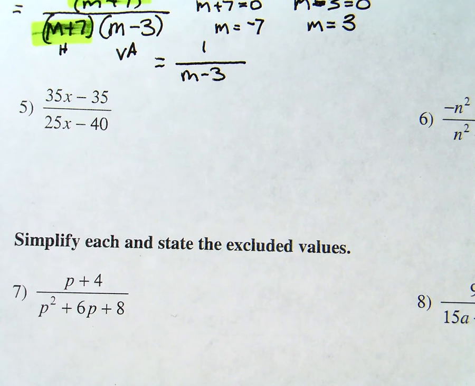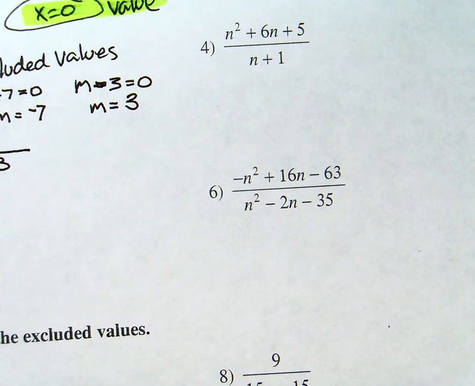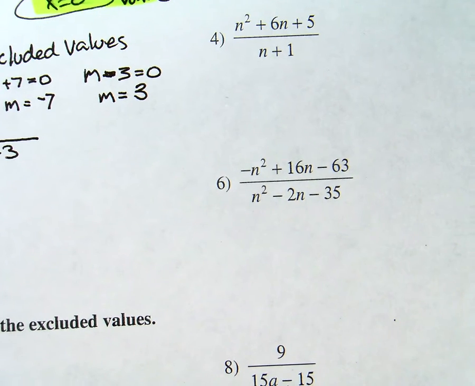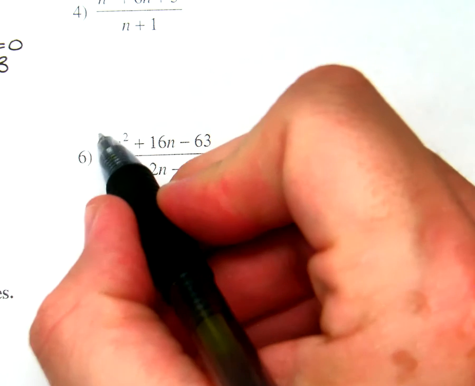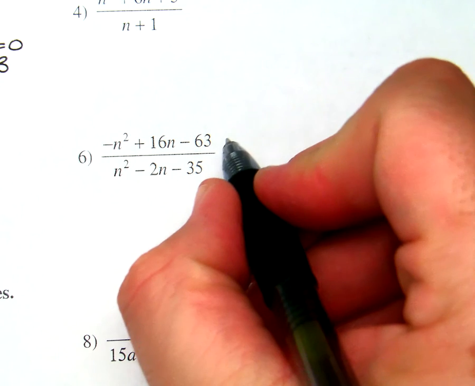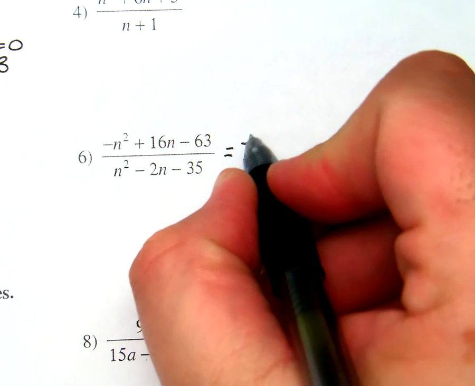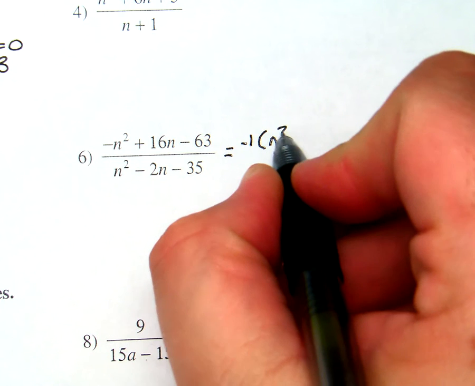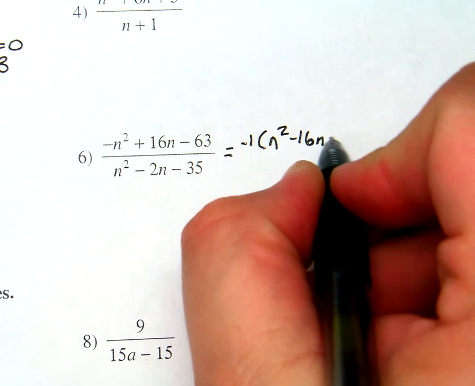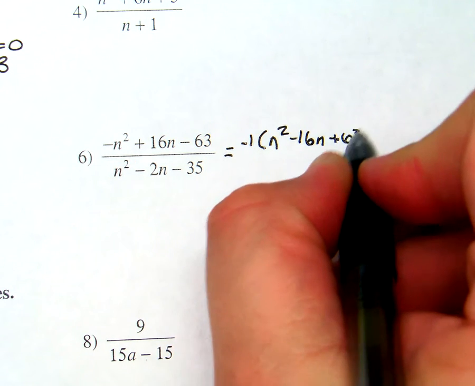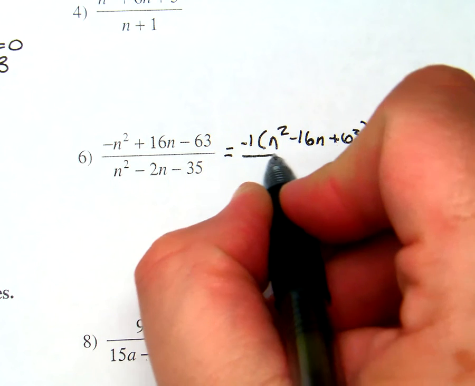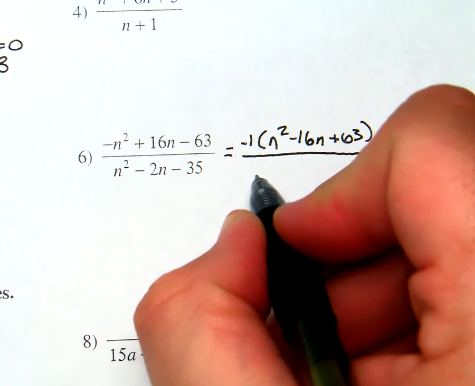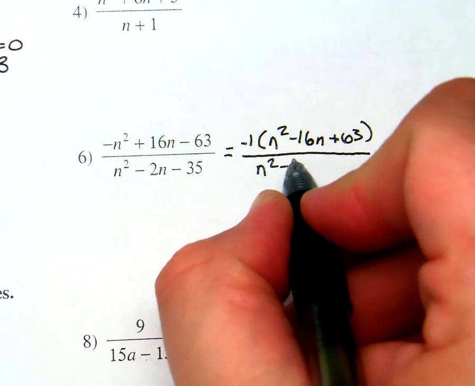So you've got to factor. And thankfully, I'll give you a hint on this one. When you have a negative n squared, change this to -1 times n squared minus 16n plus 63. That'll be a whole lot easier to factor. You're just going to have that -1 in the top over n squared minus 2n minus 35.